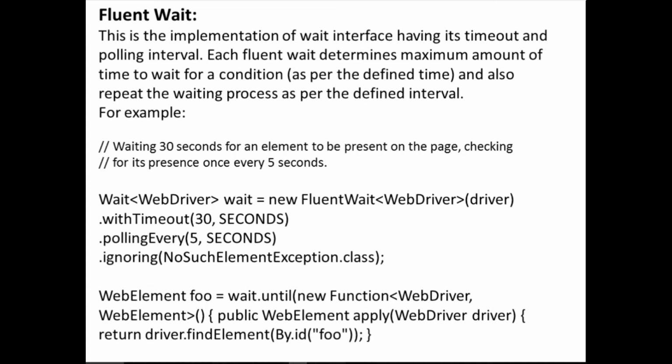And again what we are doing, the wait we defined above is now used below, like WebElement foo is equal to wait dot until and the condition. So this wait is Fluent wait, in which we are defining the waiting time and the frequency, like after how much time it will make its presence. So this is the Fluent wait.